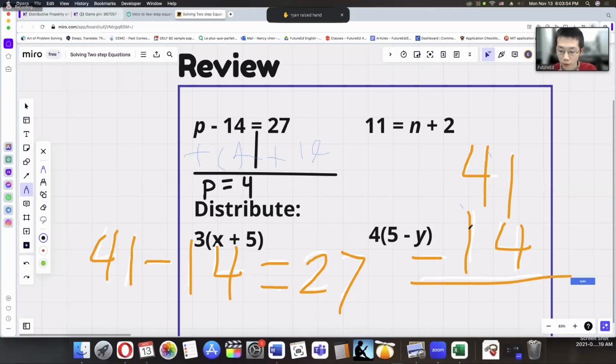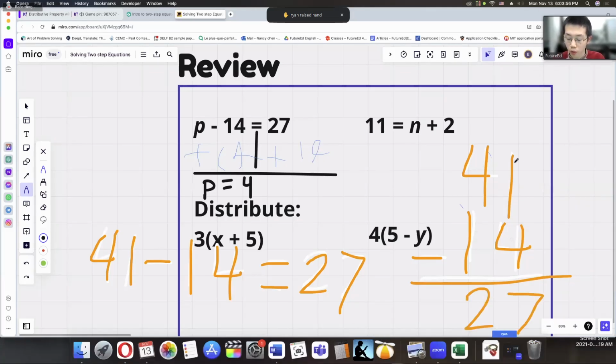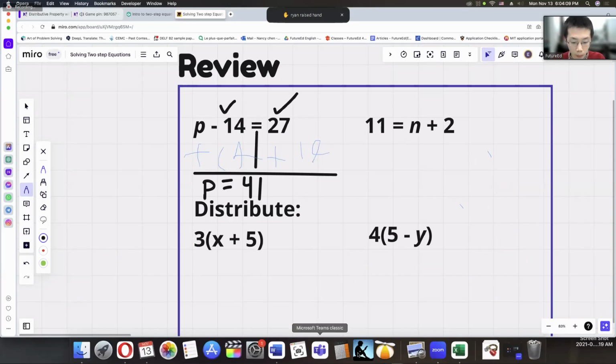Okay, so 41 minus 14. 11 minus 4 is 7, 3 minus 1 is 2, so we do get 41 minus 14 is 27. So we know that p equals 41 is the correct answer. Thank you, Garrus and Ryan. Garrus, would you mind erasing the positive 14s? Actually, you can leave it on.